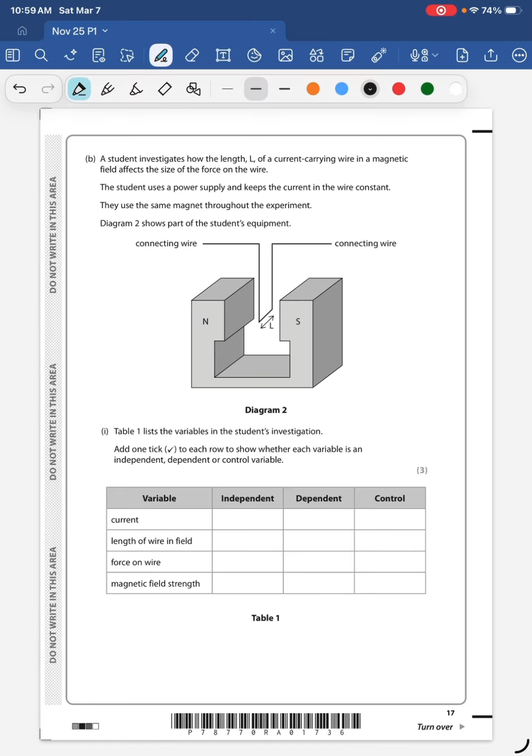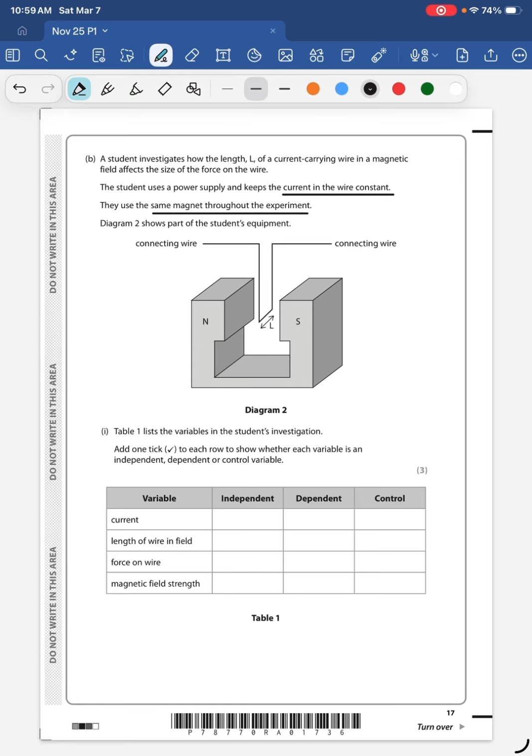A student investigates how the length L of a current carrying wire in a magnetic field affects the size of the force on the wire. The student uses a power supply and keeps the current in the wire constant. So the current in the wire is constant. That's a key there. They use the same magnet throughout the experiment. So that's another key. Diagram 2 shows part of the student's equipment. Table 1 lists the variables in the student's investigation.